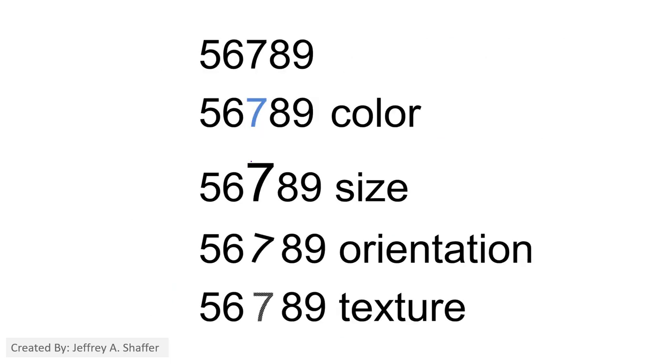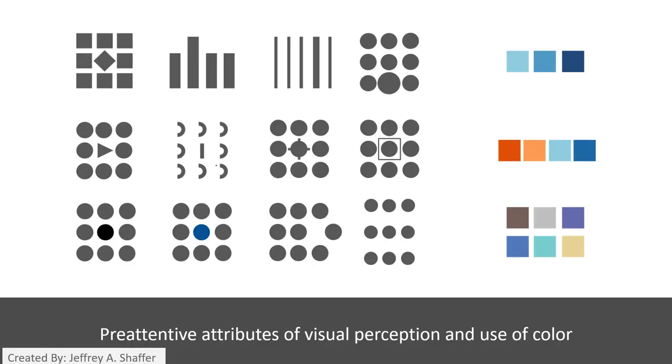Those are what are called pre-attentive attributes of visual perception, like the color, the size, the orientation, and also texture. We have more of them, like shape, length, and positions, etc. Those are attributes that our human eyes can process very, very fast, so fast that we can identify patterns just based on those pre-attentive attributes of visual perception.